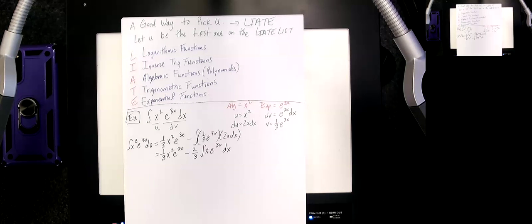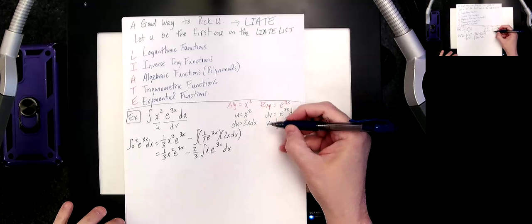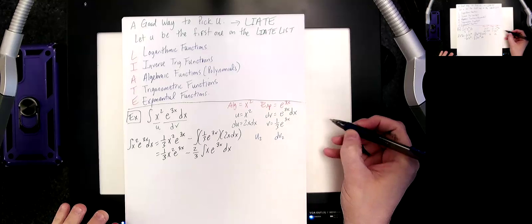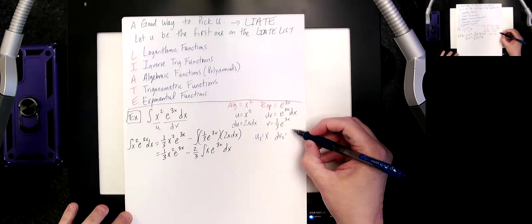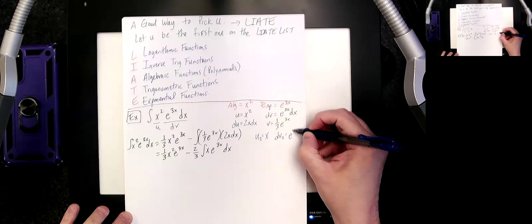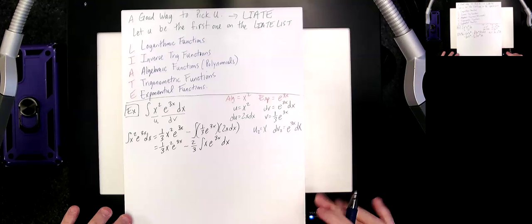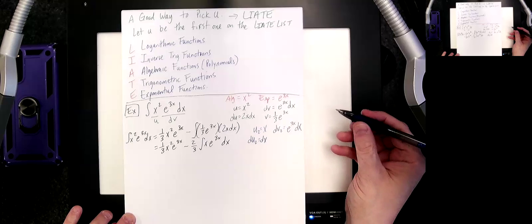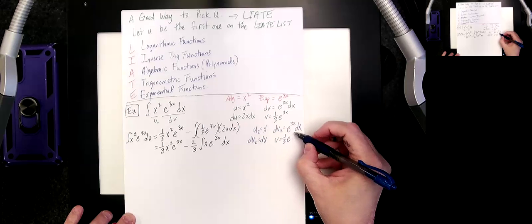Again, not easy to integrate as is, so we can do integration by parts again. So let's do it again. I'll call it u2 and dv2, if that helps distinguish for you guys. u2 is going to equal x, and dv2 is actually our old dv, e to the 3x dx. So du2 equals dx. And v is gonna equal 1/3 e to the 3x again.